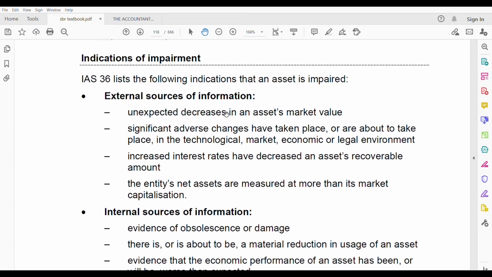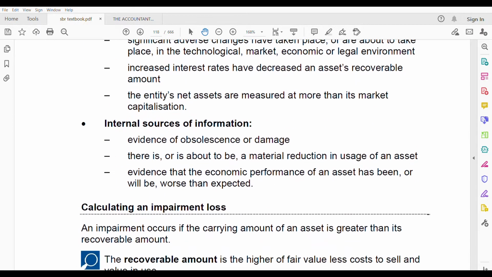Unexpected decrease in the asset's market value; significant adverse changes have taken place or are about to take place in the technological, market, economic or legal environment, everything not in your favor. Increased interest rates have decreased an asset's recoverable amount. An entity's net assets are measured at more than its market capitalization. So all these factors, whether internal or external, are against you. In the market, the product's value is going down. New technology has come up which makes your product more outdated.